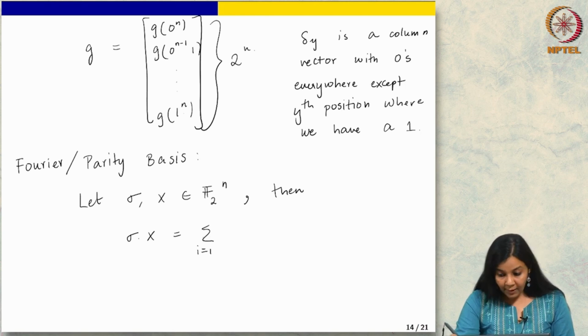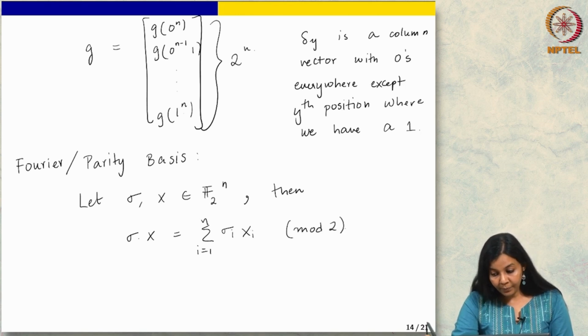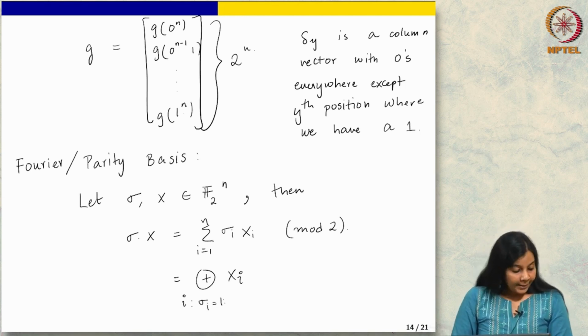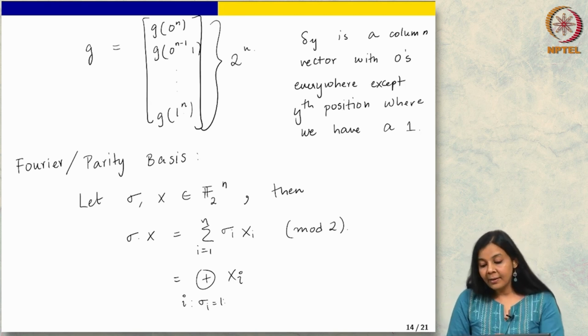So, this is just the sum for i going from 1 to n of sigma_i x_i, all of this happening mod 2, and this can be written as the XOR of x_i, where i is such that sigma_i is 1. Okay, so writing it in this way, you can see why we think of this as a parity. It is the parity of x restricted to the positions where sigma is 1, correct?